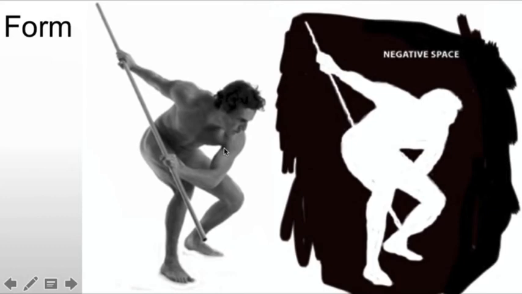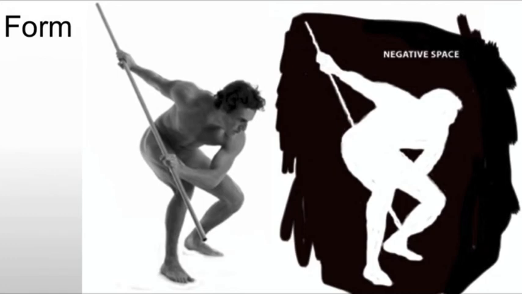Then we have form, and for this I have naked Matthew McConaughey holding a large pipe, and I don't know why, but it's the best illustration I could find. The form is the thing that you're drawing. So it is naked Matthew McConaughey. That would be the positive element or the form.